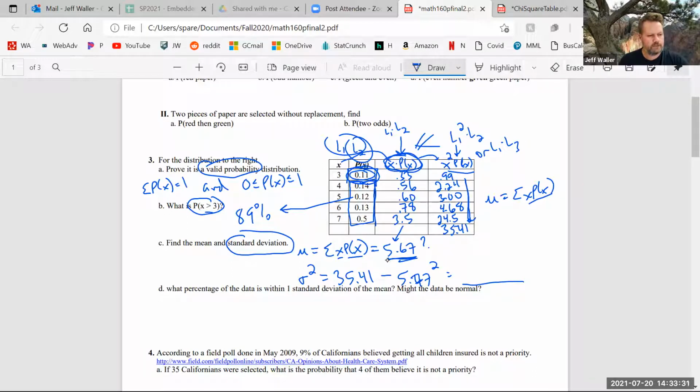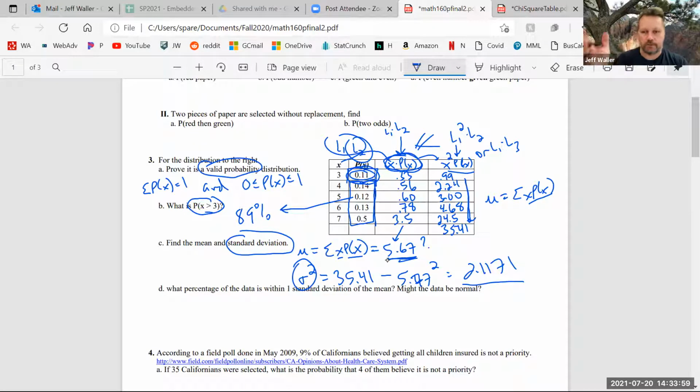9.4.8. Weird. I don't know what I did. And then whatever that is, that's the variance. Let's see. What is that? I feel like I'm wasting your time right now, but if nobody's going to stop me, I'm going to keep going. 35.41 minus 5.77 squared is 2.1171. That doesn't sound familiar to me, but.